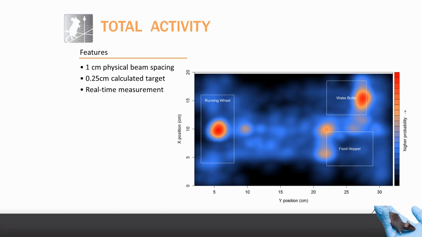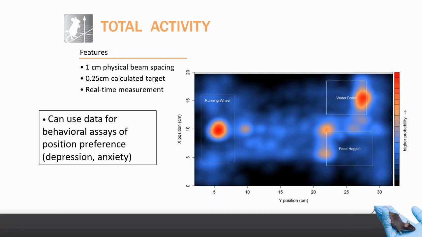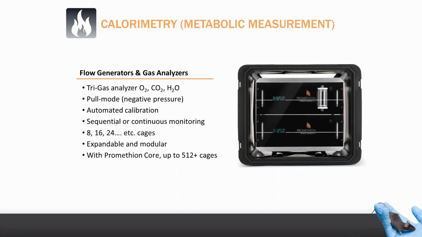This is actually generated in R from one of our cages. And of course, you can use this kind of data for behavioral assays of position preference, for depression, anxiety, and what have you. And you can see in this particular case, the animal is clearly avoiding these areas of the periphery of the cage.